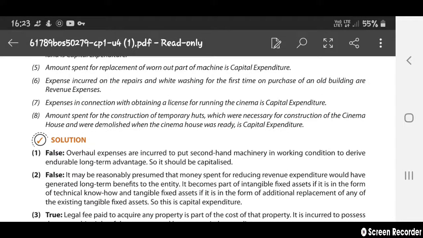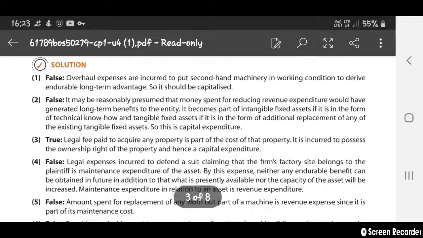Next, amount spent for the construction of temporary huts, which were necessary for construction of the cinema house and were demolished when the cinema house was ready, is capital expenditure.